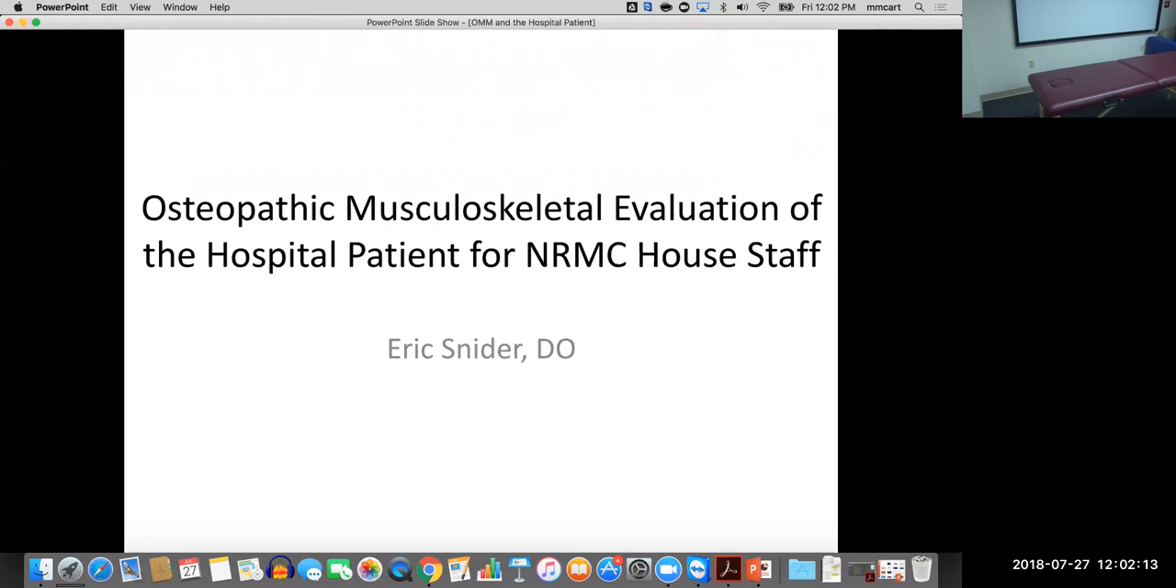Osteopathic Musculoskeletal Evaluation of the hospital patient for the NRMC House Staff. The OME, it's actually an acronym. It was on a document I was looking at, and because I'd always learned it as the osteopathic structural exam, but the older documents and the ones published by the AOA actually say Osteopathic Musculoskeletal Evaluation. So anyhow, that's what we're going to look at, and mostly just the diagnostic part, and then what the documentation requirements are, because we'll be looking at that.